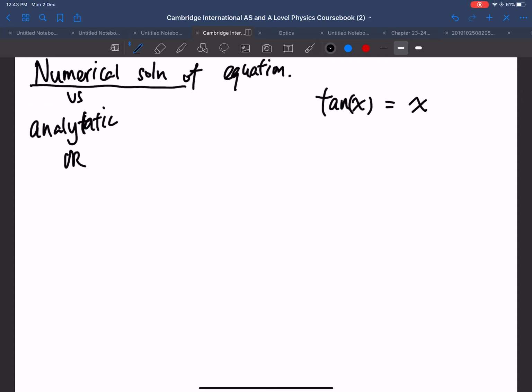Tangent x equal to x, we can't solve it. We just know one solution, x equal to 0. But using a new calculator, do you have it? Have I told you how to find it? First of all, you need to turn it into radian.